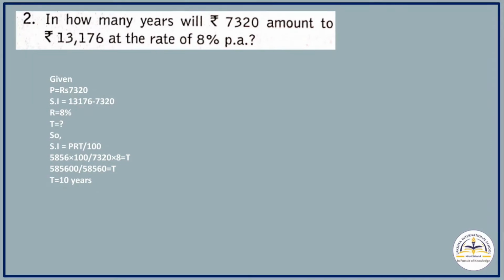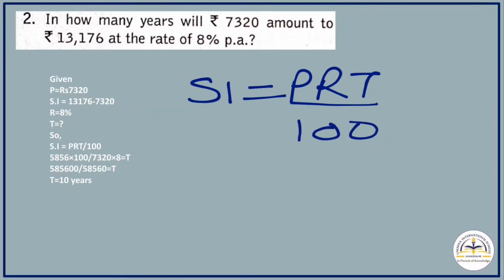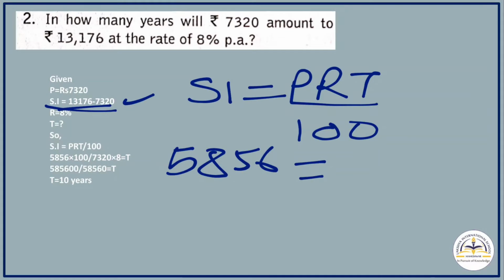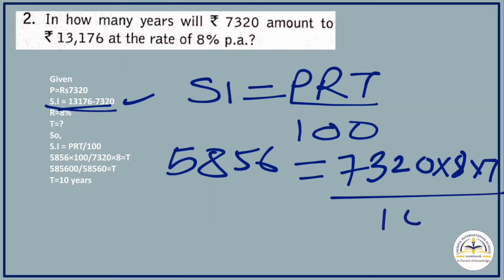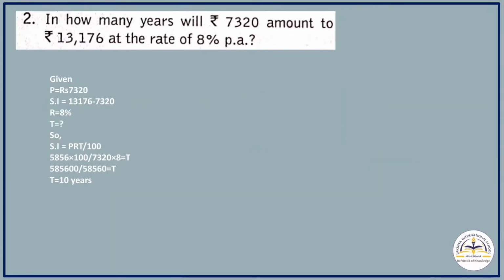Now we have to calculate how many years, meaning time. We know simple interest = P × R × T / 100, and here the simple interest is 5856. When we subtract this we get 5856. P equals 7320, and then R is 8, and then T we have to find out, divided by 100. Now when you solve this you will get the time equal to 10 years.